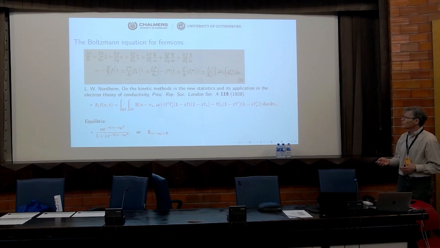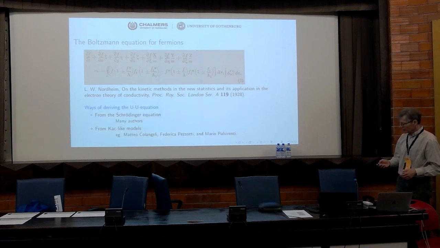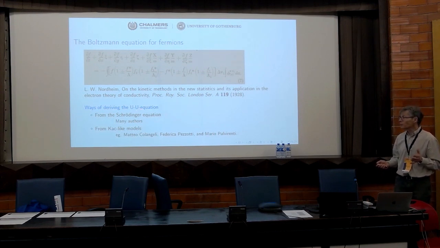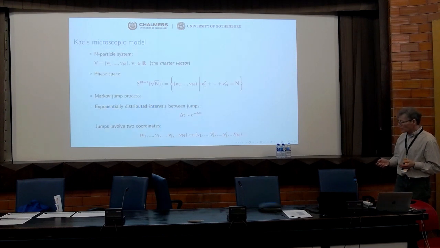And so now one can wonder how to derive this equation. You can do that, at least formally, from the Schrödinger equation. There are many authors who have done that, and I don't mention them. I don't know, Eric, if you would get this from your model. No, our model has Boltzmann-type statistics in it. Anyway, for Kac-like models, there are papers, for example, by Pulvirenti and his co-authors.